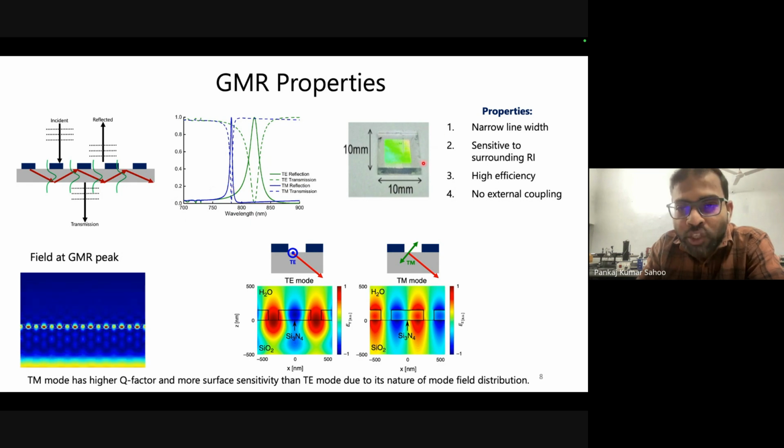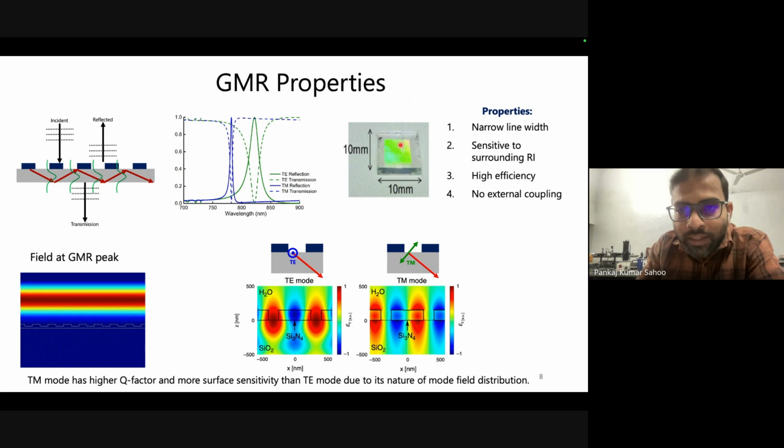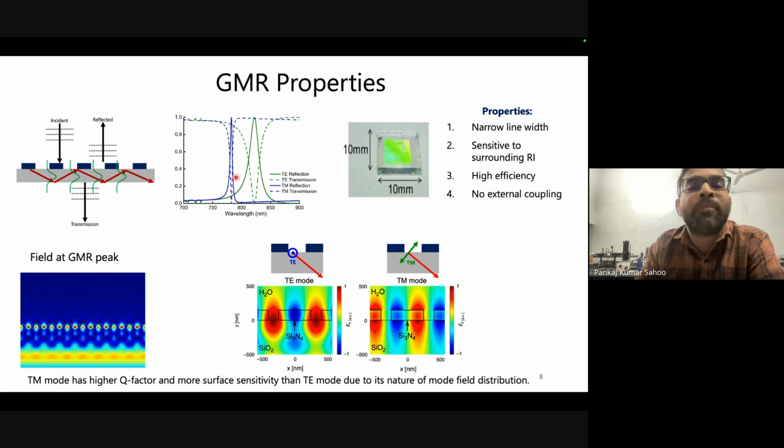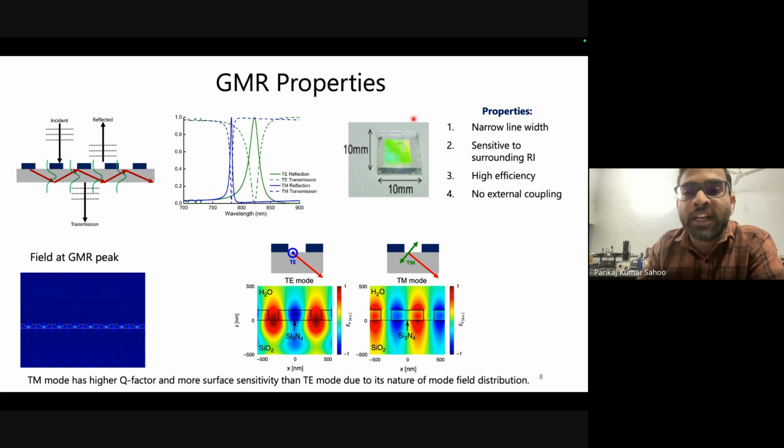If you see here a picture, a glass plate looks like this one. The green color patch is actually the grating structure. So this is a real GMR photonic crystal structure. We are incident with white light on this, and we are getting this GMR peak at 500 nanometer wavelength. 500 nanometer wavelength is reflected back, and we will see a GMR reflection which looks like a green color patch. That's what it looks like, a reflection color.